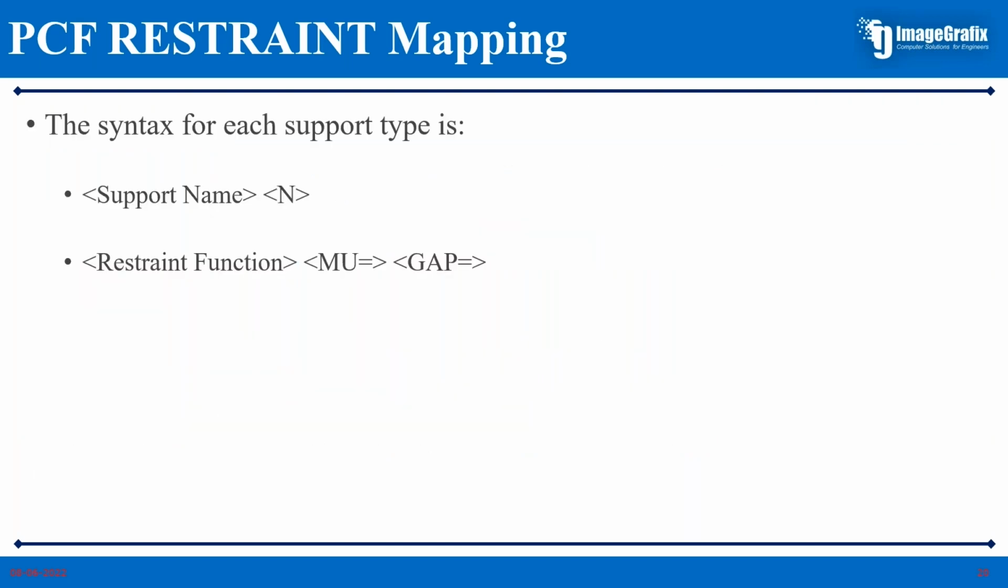So this is the syntax: support name, space, number of supports at that location. Next line comes the restraint function, space, mu value, space, gap value in the corresponding units. Suppose a 2 mm gap, you give 2 followed by the unit. So this would be the restraint mapping for each and every support. This syntax follows: support name, and I cannot use a tab. It should be the space bar, a single space or multiple spaces, not an issue, but it should be space.